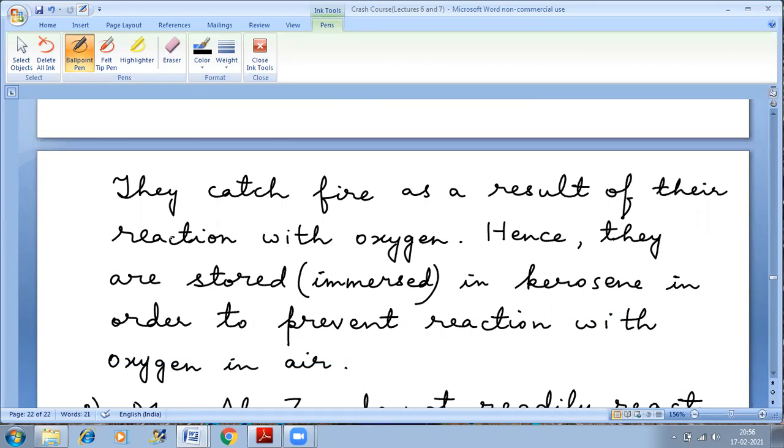If you leave sodium or potassium just like that, exposed to the atmosphere, it will react with the oxygen of the atmosphere and it will catch fire. That is why we say that sodium or potassium should be kept under kerosene.